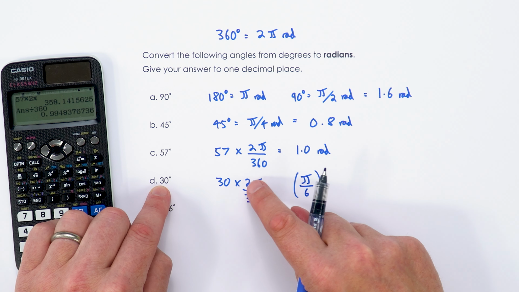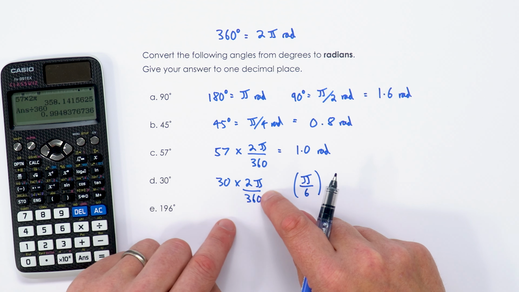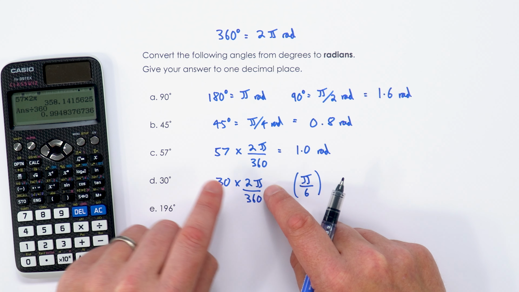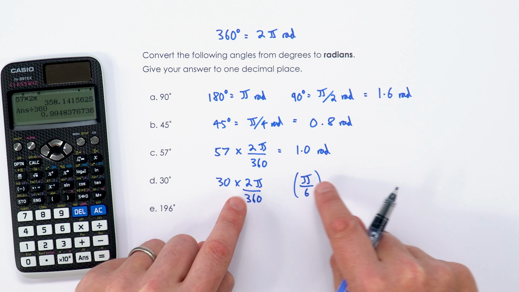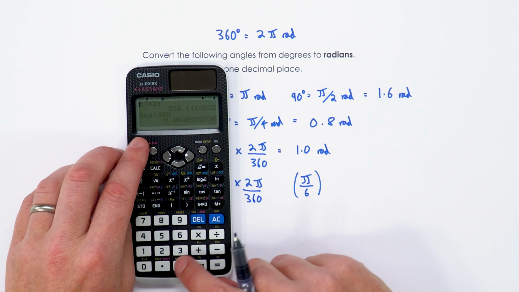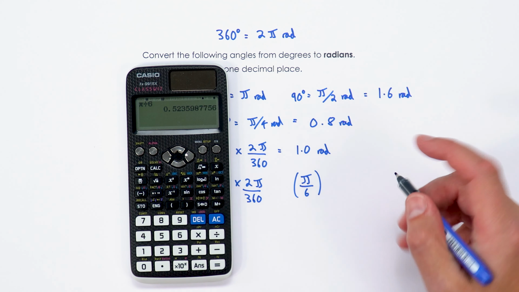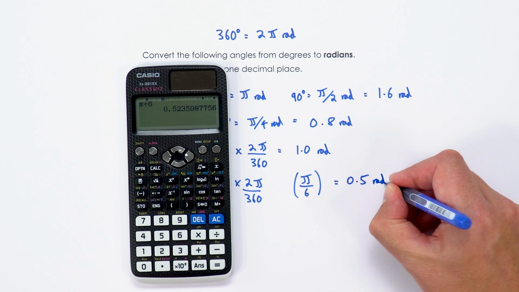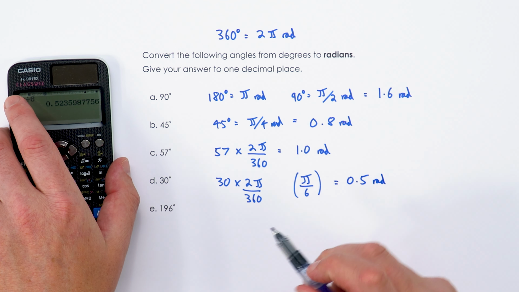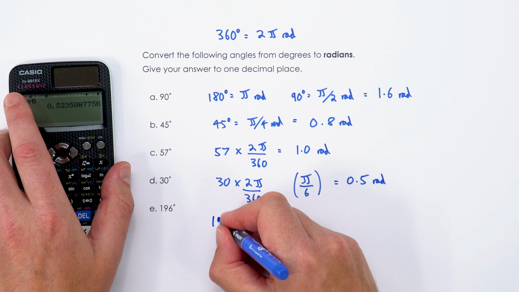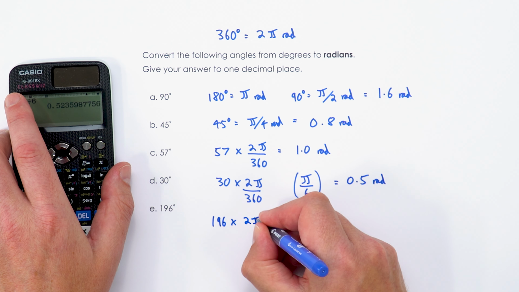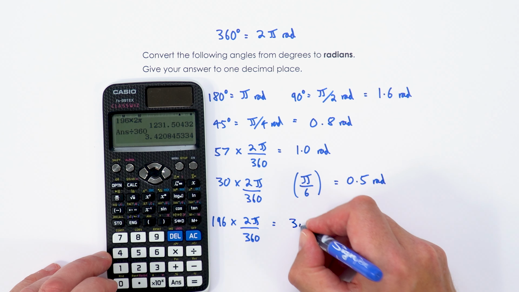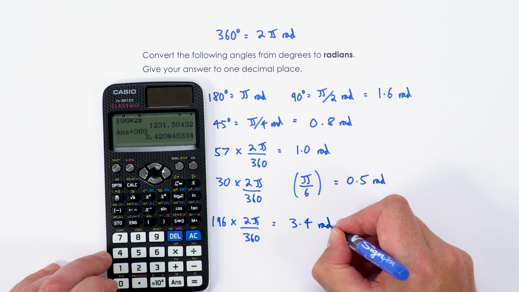Which I guess if we've got 2 pi over 360, that's the same as pi over 180, and then we've got 30 over 180, which is just a sixth. So either way, we can get to the same answer. Probably the quickest way is just to do pi divided by 6, which is equal to 0.5 radians. And then finally, 196 degrees multiplied by 2 pi divided by 360 is equal to 3.4 radians.